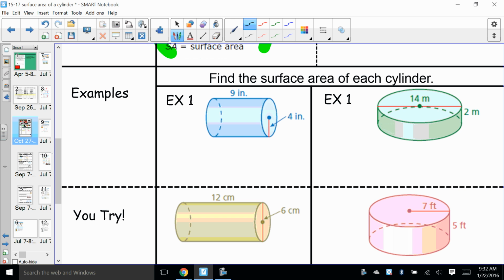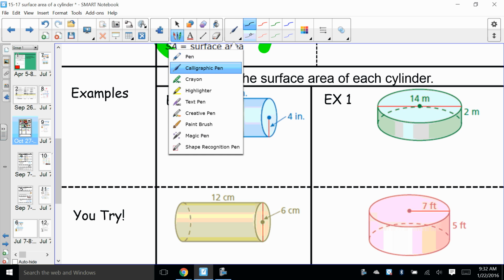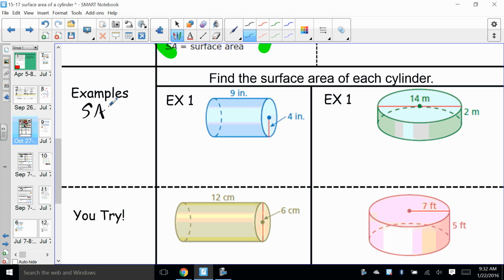So we're going to use the Ms. Volkman way of solving these. And you're going to say surface area formula in Ms. Volkman's class. Here we go. Ready? 2 pi r squared plus 2 pi rh. Again, we're talking circle 1, circle 2 plus rectangle.